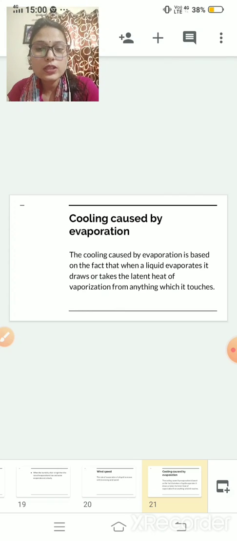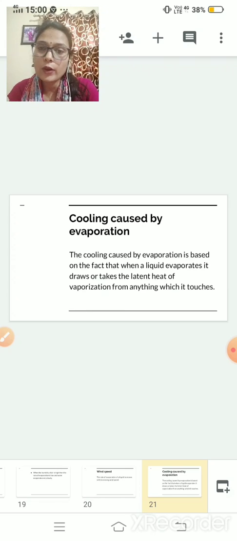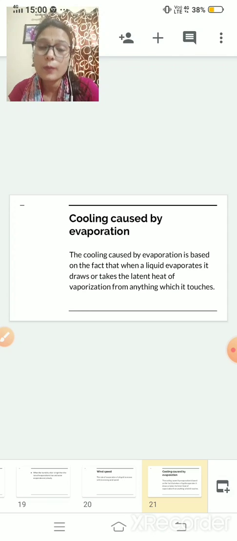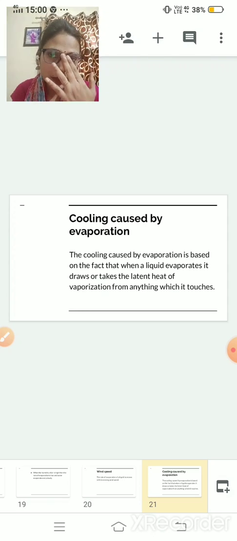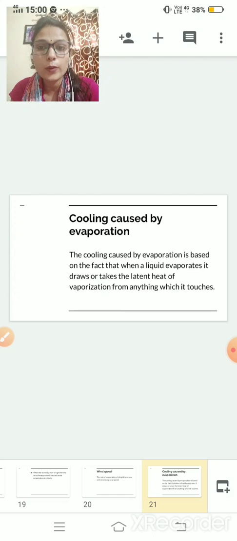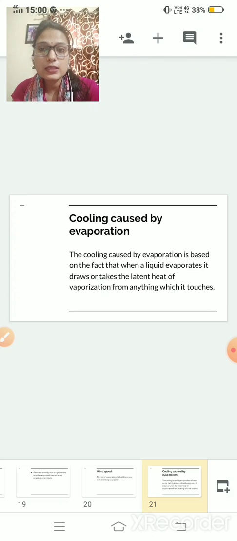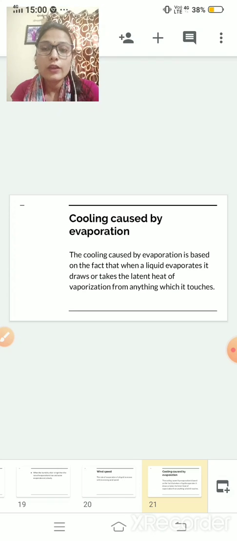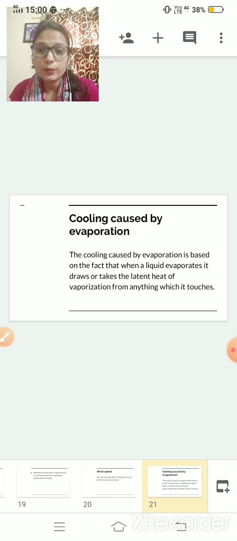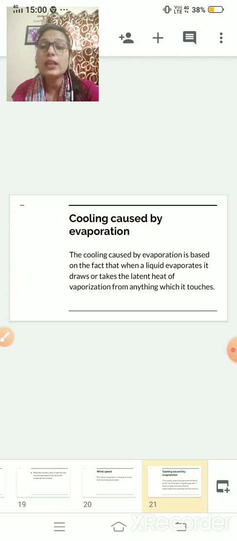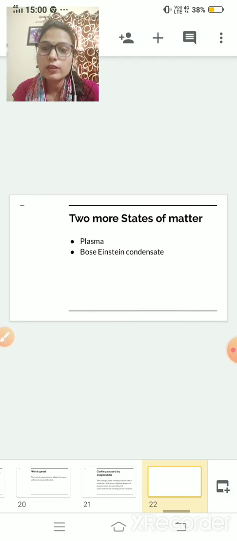Why is there cooling caused by evaporation? If you take the example of your body, whatever liquid touches your body will take latent heat from your body, and it will convert into vaporized form. If it converts, that means the temperature will decrease. If the temperature decreases, it means you will feel cool. Clear? Shall we move to the next?